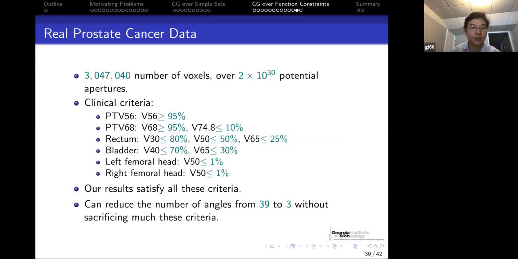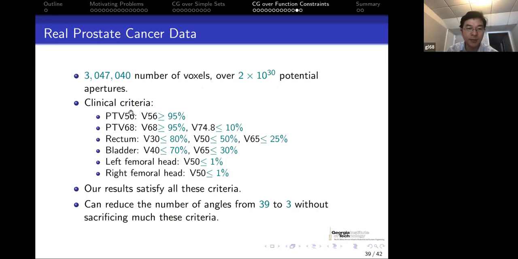And then we also applied our algorithm, CoexDurCG, to a real data set for prostate cancer. As you can see, the data set for this problem is quite big. The dimension is 2 × 10^3, so we have this number of potential apertures. The number of voxels is reasonably okay, but you still have 3 million.